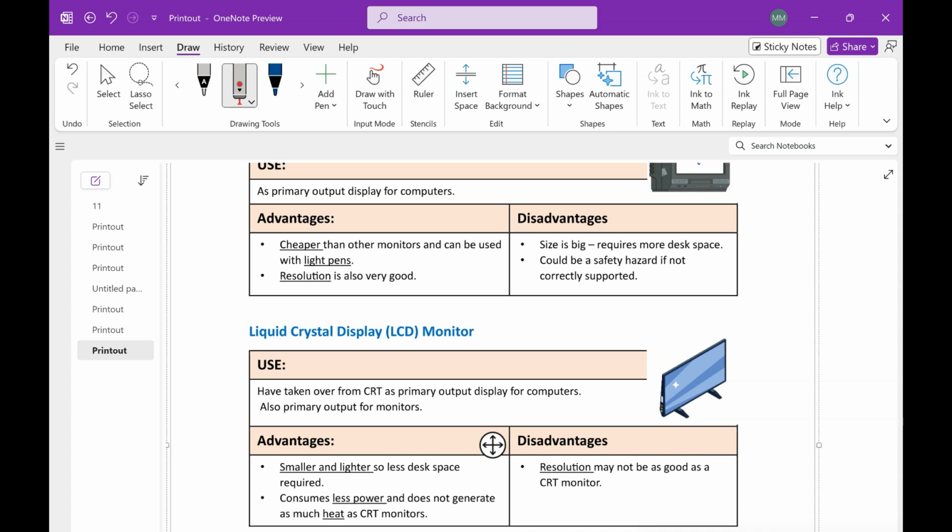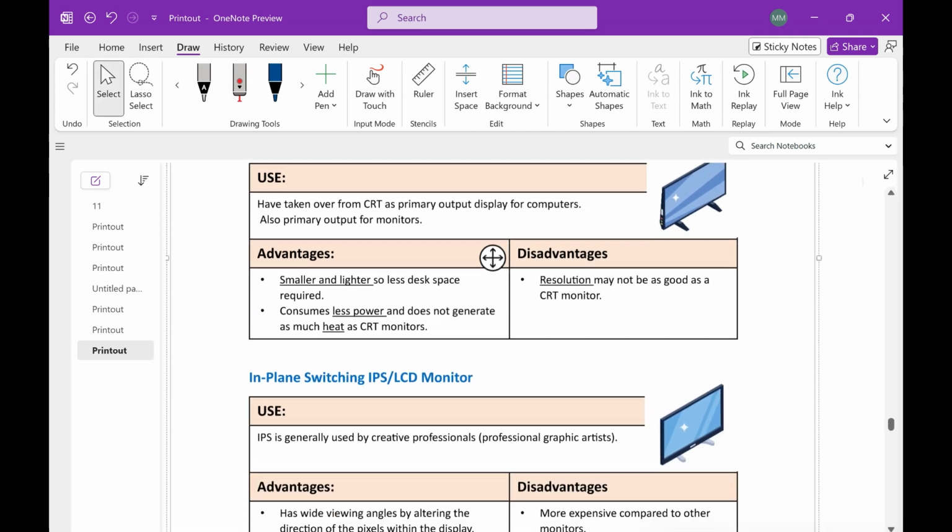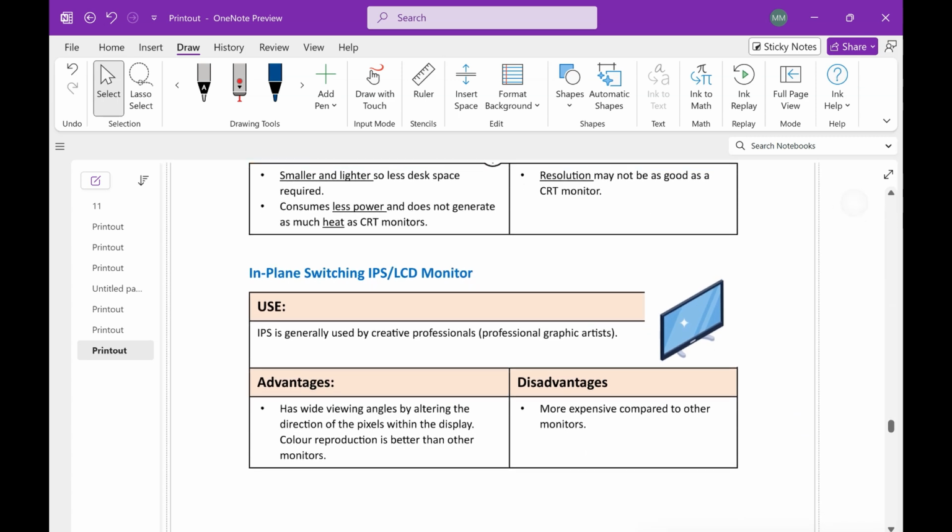In the long run, they are cheaper for you in terms of the bills you will have to pay, in terms of the size, and in terms of the temperature of the screen itself. However, it cannot work with a light pen. That's why whenever you go to the malls and play this arcade game, you will find that they are using the CRT one. Very good.